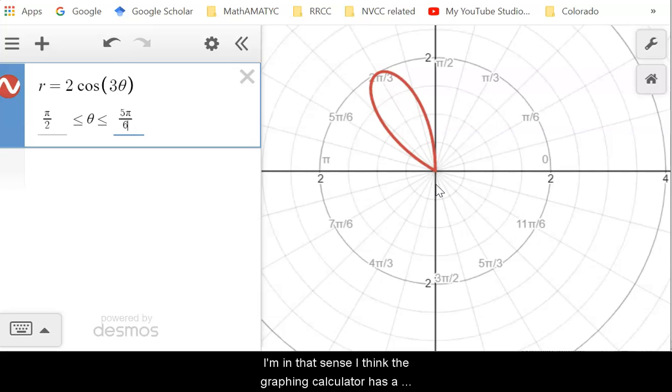So in that sense, I think the graphing calculator has a slight advantage over Desmos as far as knowing which orientation it's graphing. But obviously, the quality of the picture is much better on Desmos.